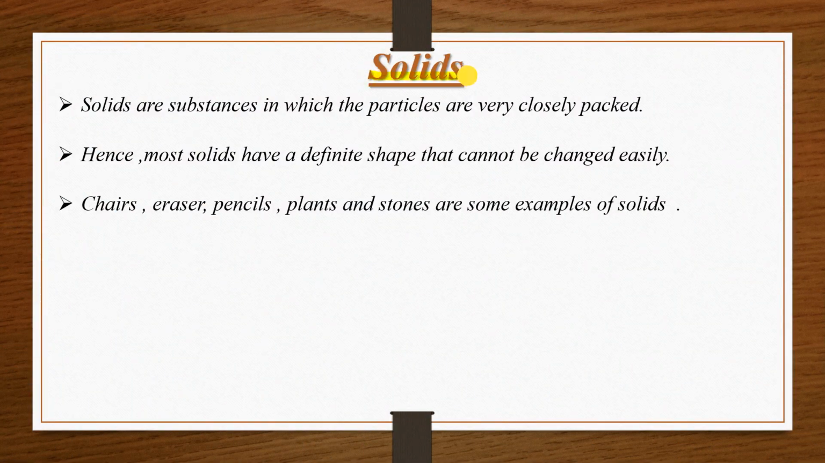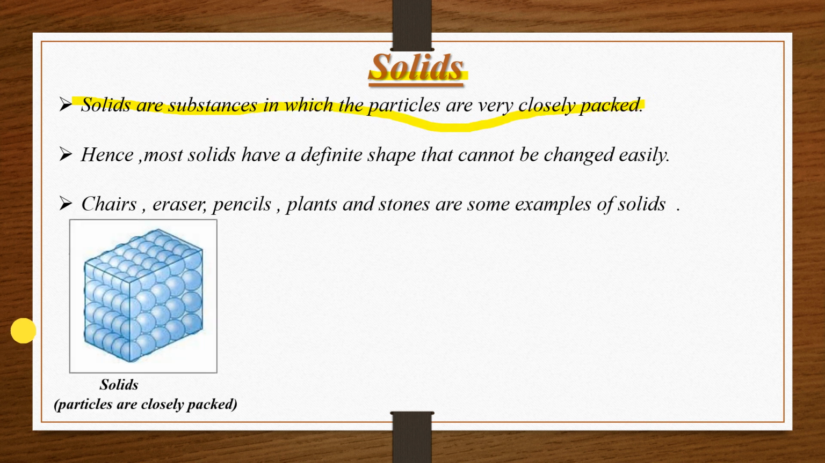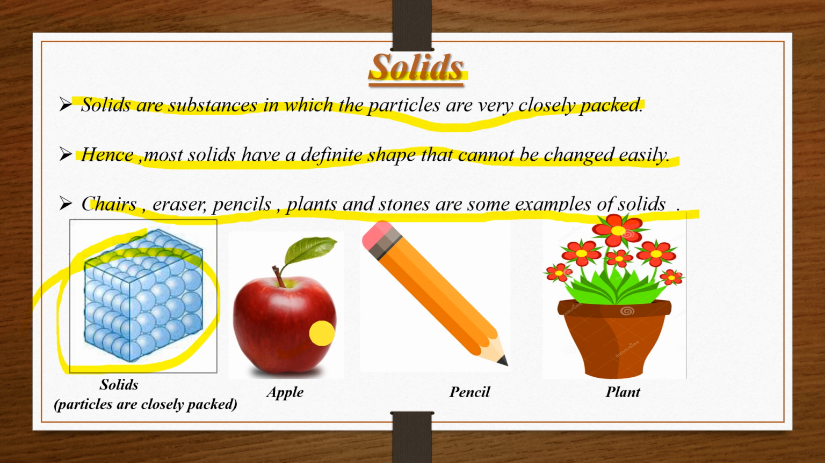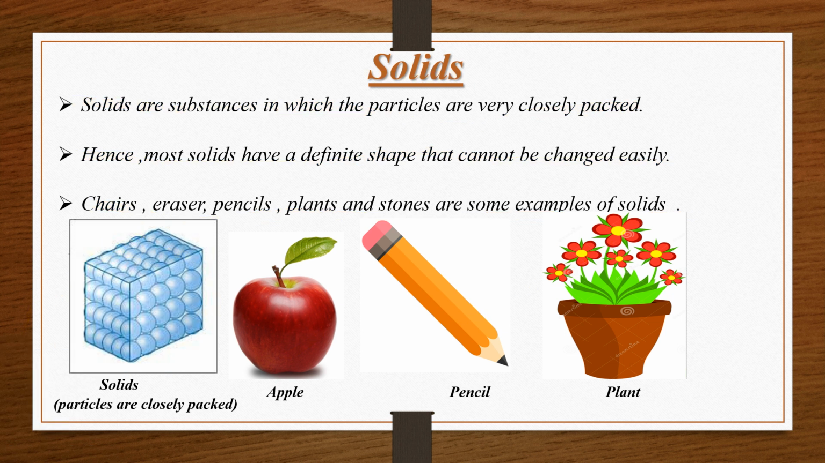Let's start with solid. Solids are the substances in which the particles are very closely packed. Look at the figure. The particles of solid are very closely packed. There is no space between each particle. Hence, most solids have a definite shape and that cannot be changed easily. Chairs, eraser, pencil, plants, and stone are some examples of solids. You can see the picture of apple, pencil, and plants. These are also examples of solid.